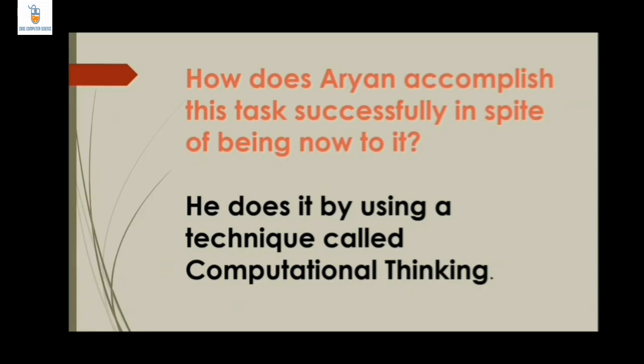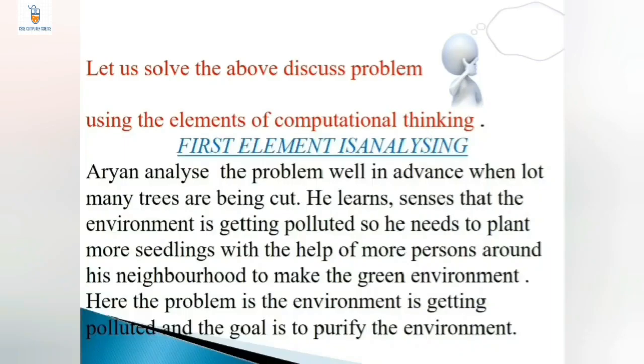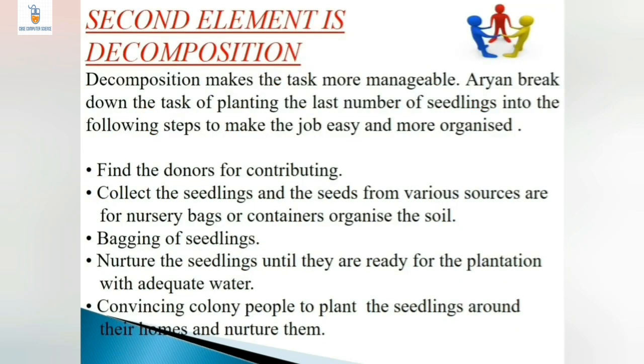Now how did he accomplish his task? He did it by using a technique called computational thinking. Now let us solve the above discussed problem using the elements of computational thinking. The first element is analyzing. Aryan analyzed the problem well in advance, when many trees were being cut. He sensed that the environment was getting polluted, so he needed to plant more seedlings with the help of more persons around his neighborhood to make the environment green. Here the problem is the environment getting polluted and the goal is to purify the environment.